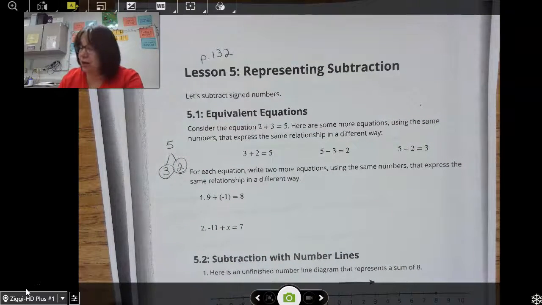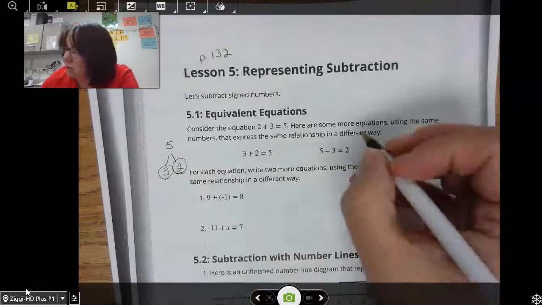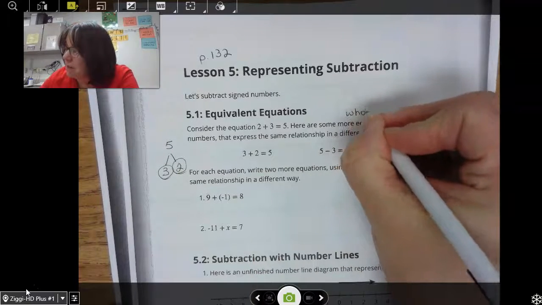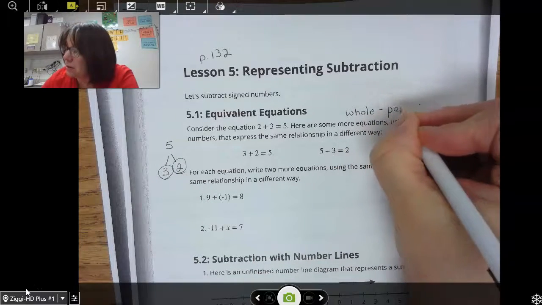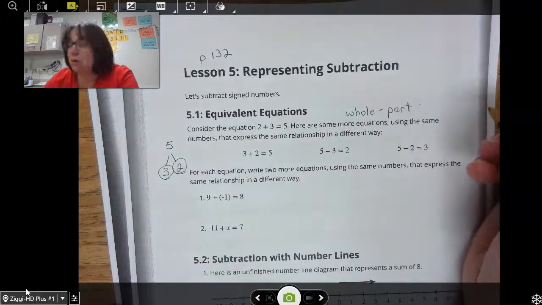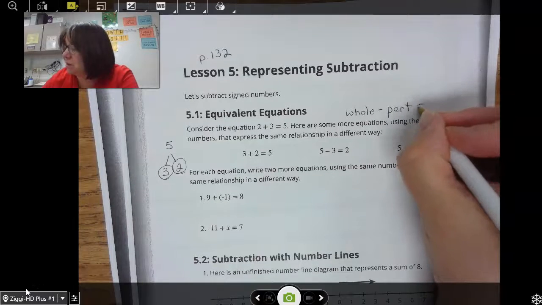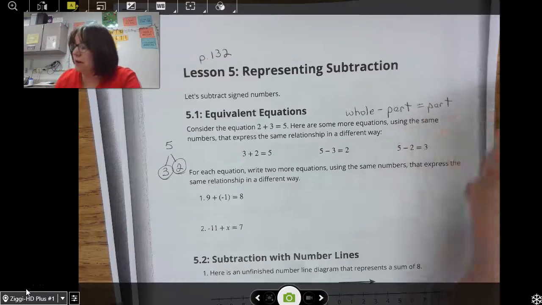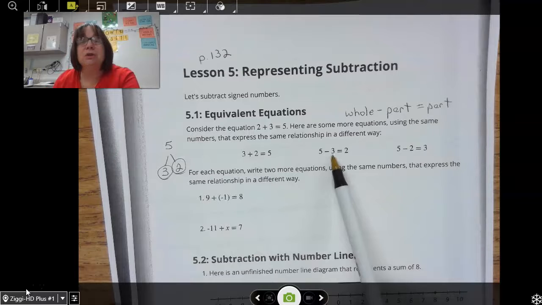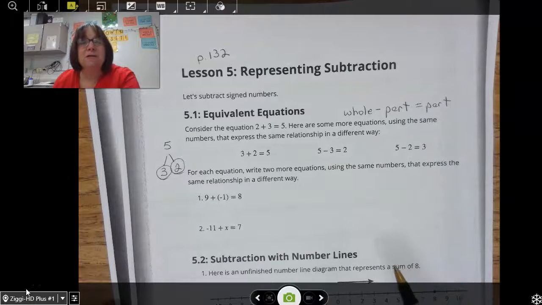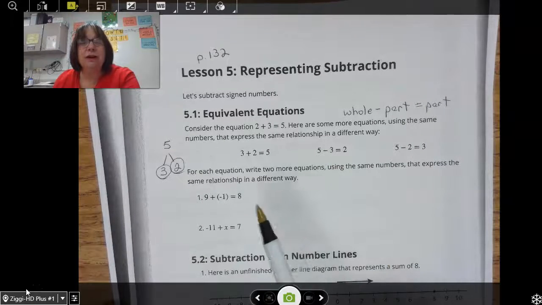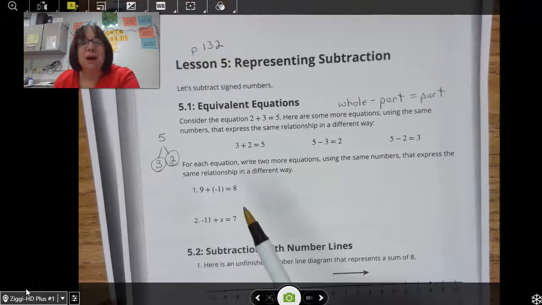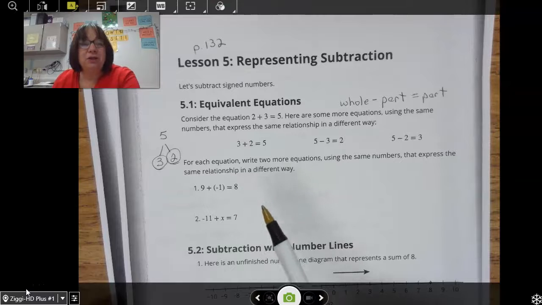When we look at subtraction, it is whole minus part. Instead of part plus part equals whole, we have whole minus part equals part. So you could have 5 minus 3 equals 2, or 5 minus 2 equals 3. So for each equation, I want you to write 2 more equations using the same numbers that express the same relationship in a different way. So I'm going to do number 1, and then I want you to do number 2.